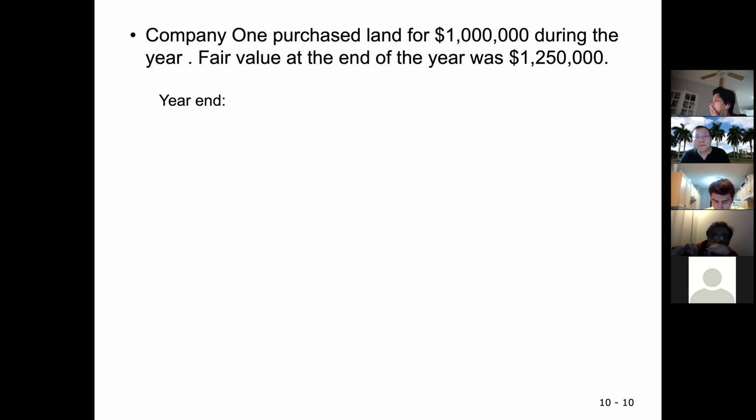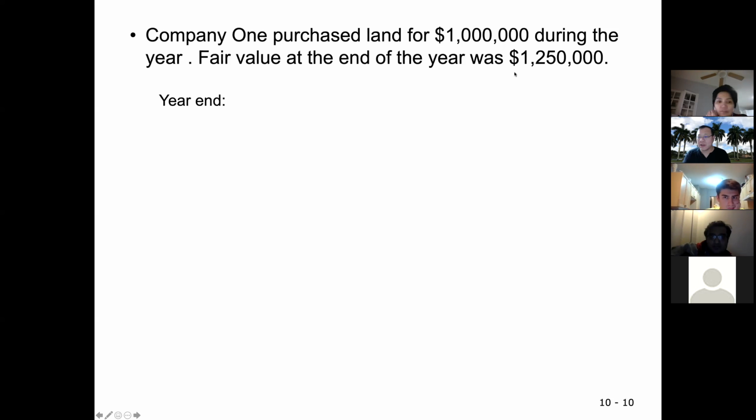Company A purchased the land for 1 million during the year. Fair value at the end of the year was 1.25 million. What's my year-end journal entry? The 1 million. Well, you probably will reevaluate this, right? Because it's a 25% increase in the value.